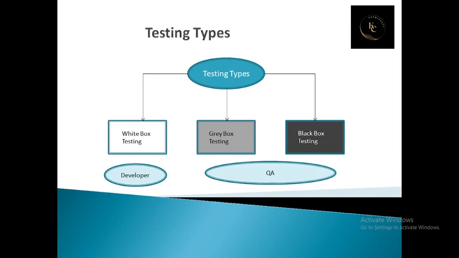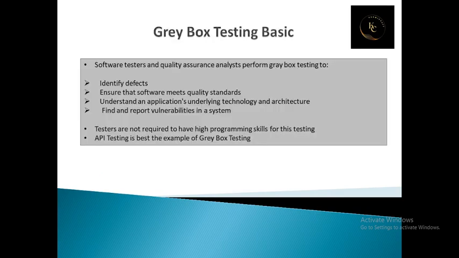Having said that, from a simple input from the UI, if we test the whole flow from UI to backend, that is basically gray box. So API testing is the best example of gray box testing. The question I mentioned: do QA need gray box testing? Yes, they should. They should test gray box testing. API testing is the best example.